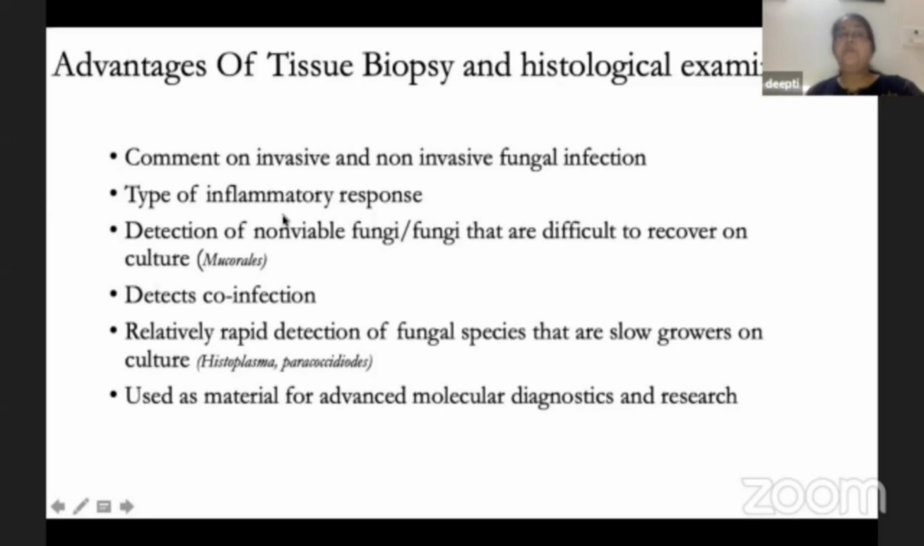So tissue biopsy can give you a rapid diagnosis, and you can comment upon the type of inflammatory response, as Dr. Samla discussed yesterday in such a case. And then the type of inflammatory response also gives you a clue about the morphology of the fungi. FFPE tissue block is a treasure trove, and it can be used as a material for advanced molecular diagnostics and research.